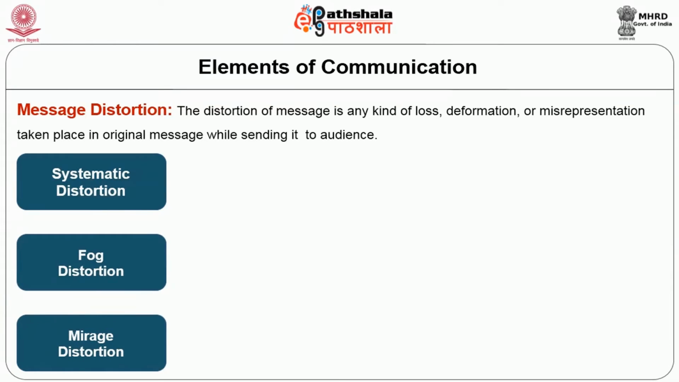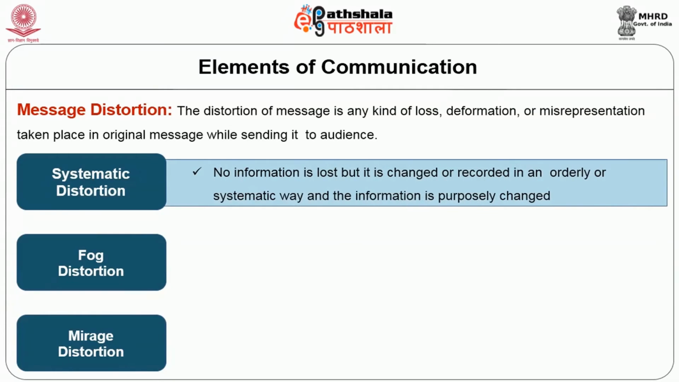Systematic or sketch distortion. In case of systematic, no information is lost, but it is changed or recorded in an orderly or systematic way. Thus, in this case, the information is purposefully changed in a systematic way to serve some specific objective. This type of distortion may be useful for the extension worker for effective treatment of the message.